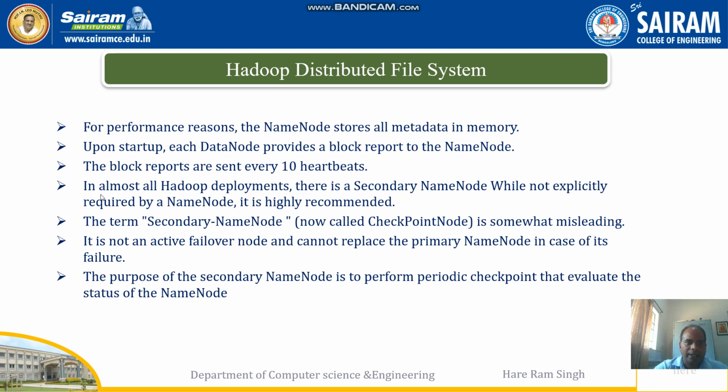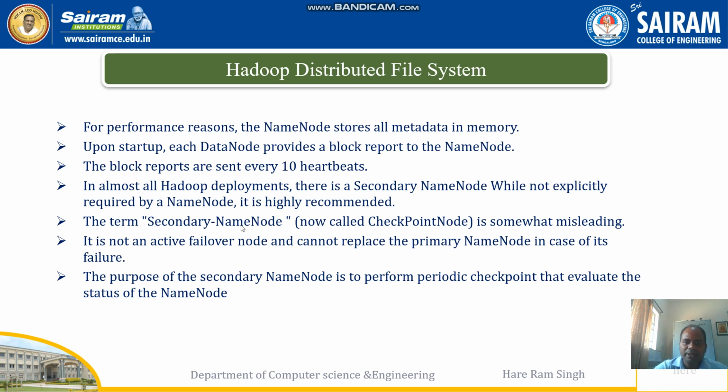In almost all Hadoop deployments, there is a secondary name node. While not explicitly required by a name node, it is highly recommended. As I said, along with the name node, a secondary name node will also be present in the system. It is actually not a failure recovery of the primary name node, but the secondary name node stores some important data which can be provided in case the primary name node fails.